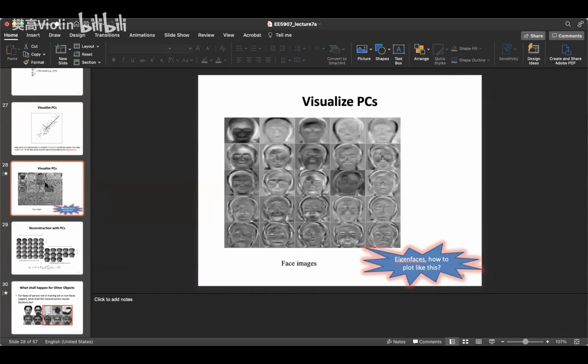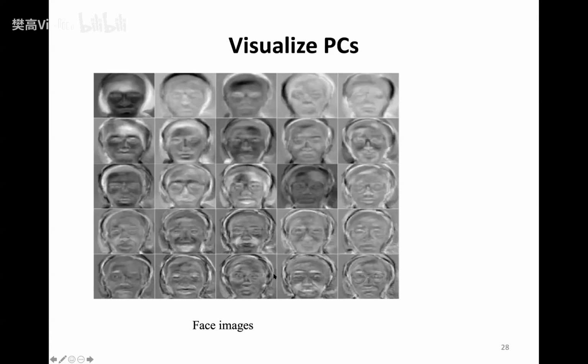So this is how eigenfaces look after you convert back into an image. The left corner here is the mean, x mean. And then the first eigenvector, the second eigenvector, the third, the fourth, and so on. So this is the intuition of your eigenfaces. Any questions here?